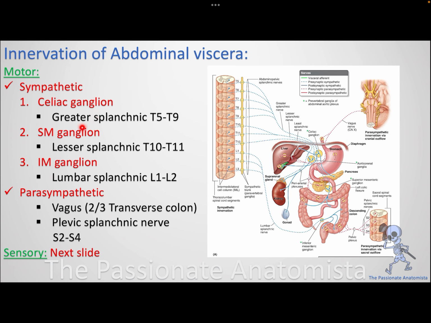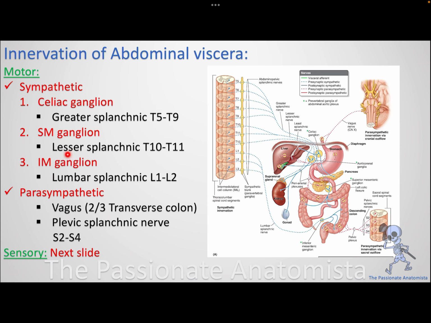For the celiac ganglia, it receives innervation from the greater splanchnic nerve. The greater splanchnic nerve comes out from the spinal cord segments T5 to T9 without relay. It goes all the way to the pre-aortic ganglia that lies in front of the aorta around the celiac artery, which is the celiac ganglia. It relays there, and it sends innervation to the foregut organs. Please make sure you know the foregut organs, because this is important in the clinical differentiation of a pain of abdominal viscera.